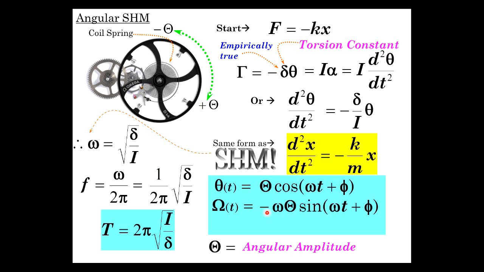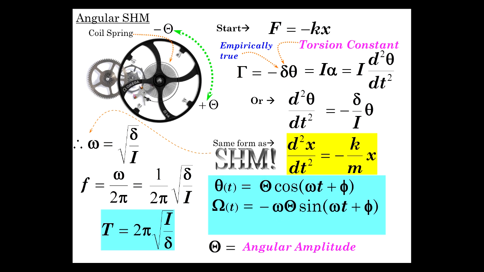So this is a set quantity. This doesn't change. This omega is not the radians per second that this wheel here is moving through. That's what this is. It's a function of time. It goes from plus or minus maximum values of this quantity here, omega cap theta. Omega is the radians per second of the oscillating system.